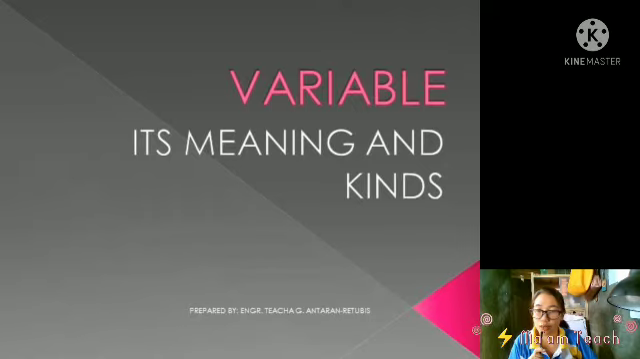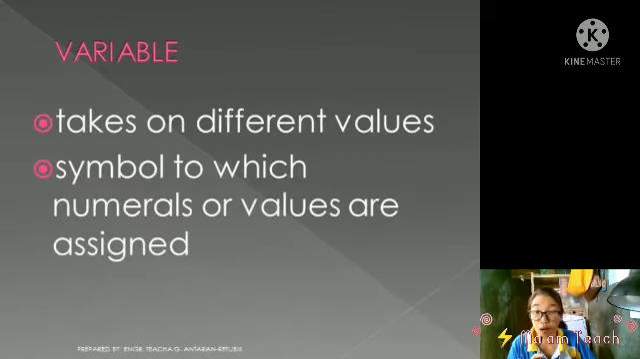Okay, so we are now in class on variable, its meaning, and kinds. So what is a variable? A variable is a property that takes on different values. Let's say, for example, the x in math, right? Our variable x takes different values.